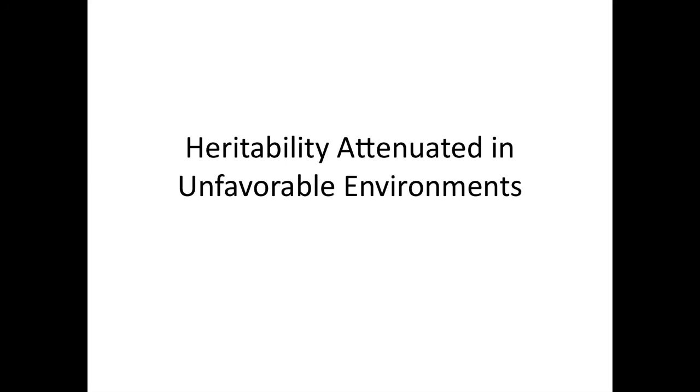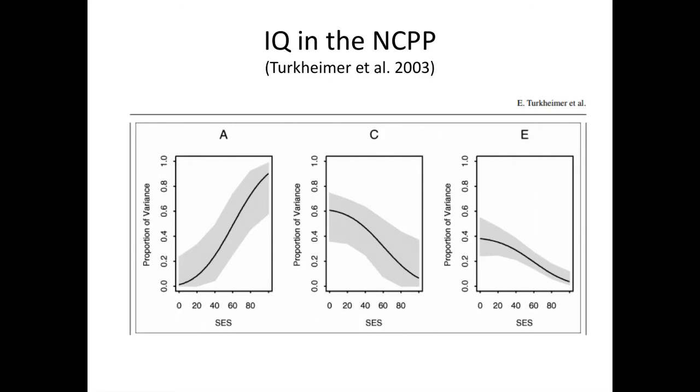The heritability of intelligence is attenuated in unfavorable environments. As Wendy pointed out, this is my most cited paper, from 2003, showing that we found a very unusual data set that had a very large number of very poor American twins in it. So that's socioeconomic status on the x-axis of those plots, A, C, and E, and the proportion of variance attributable to A, C, and E on the y-axis.